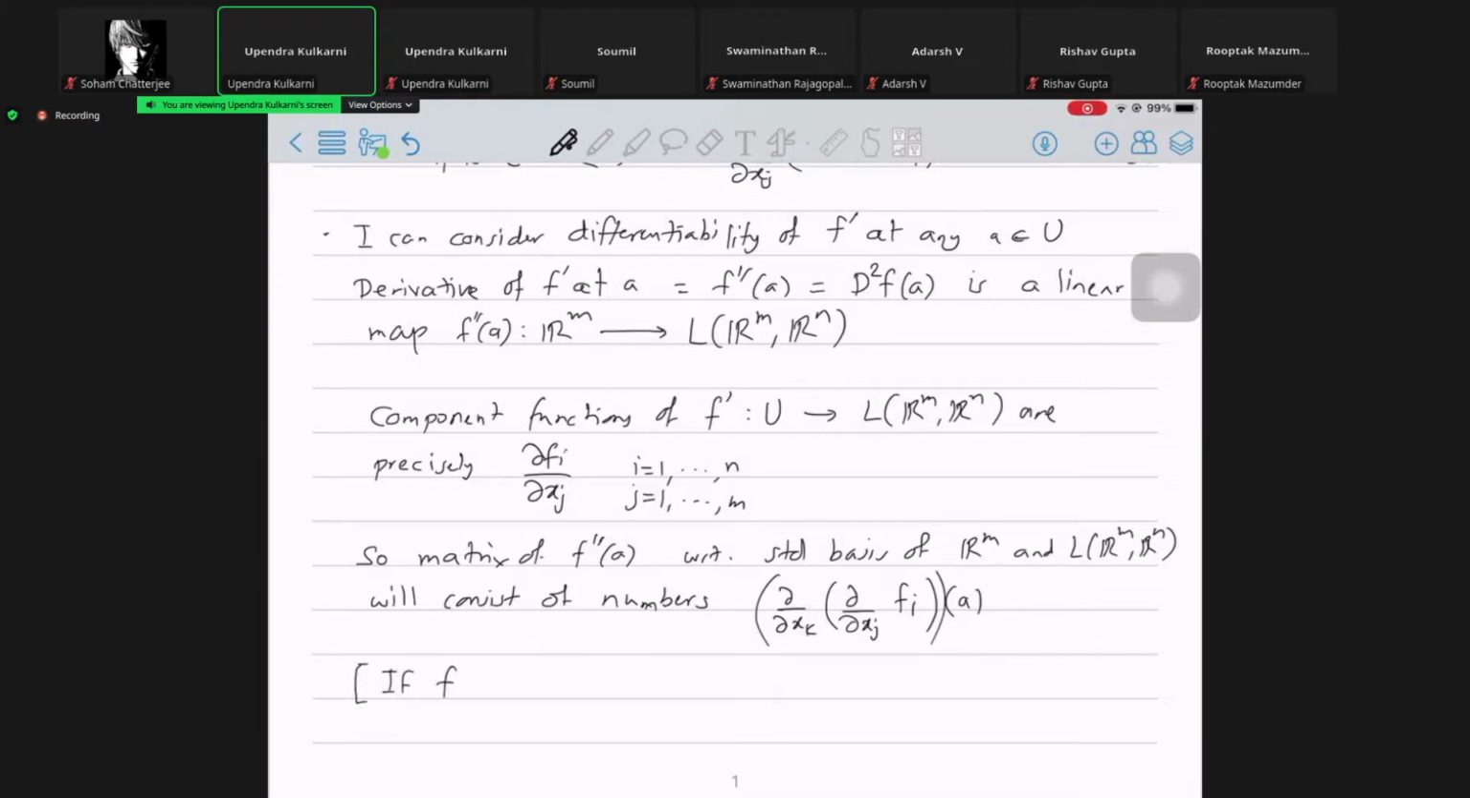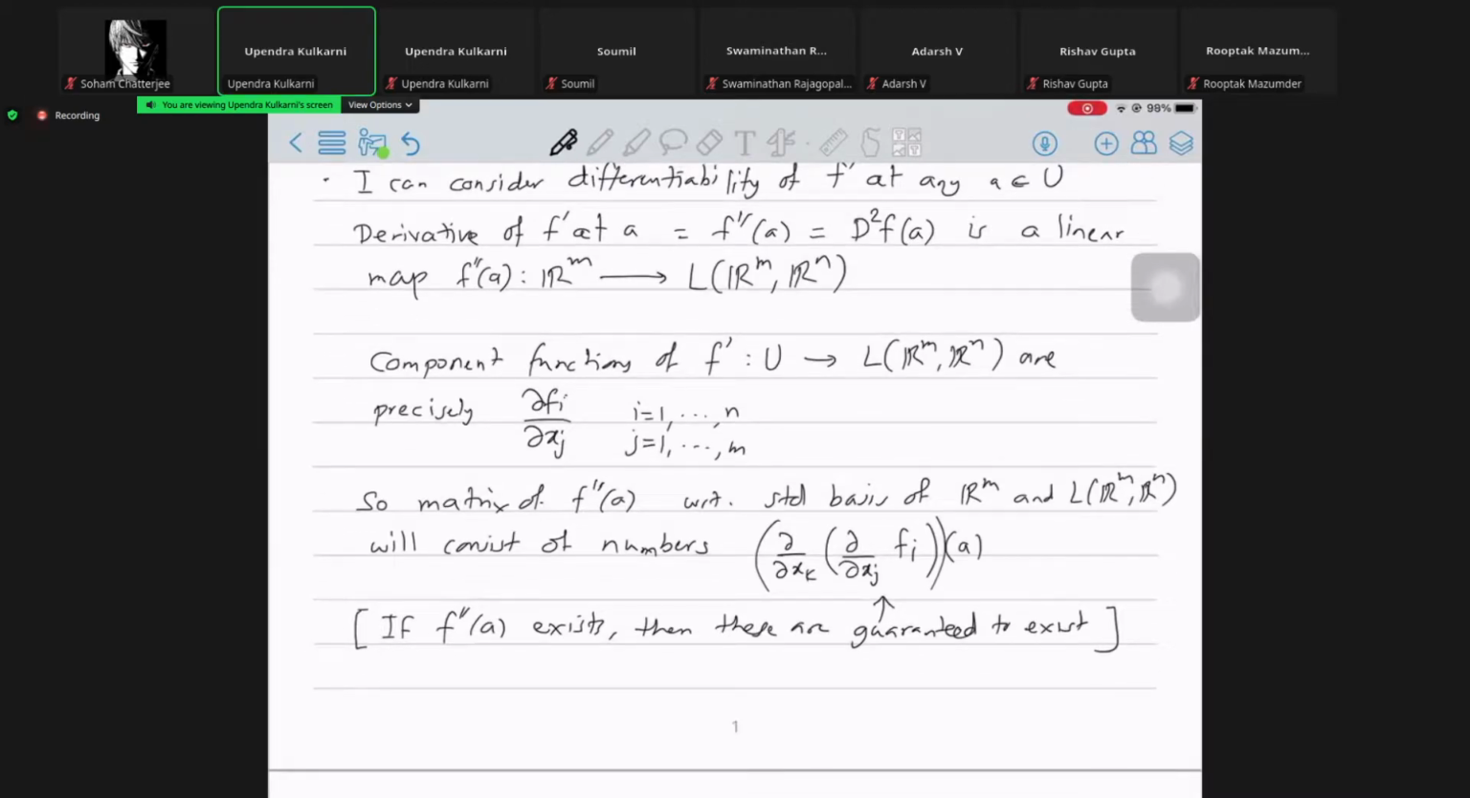Say if f double prime of A exists, nothing new is happening. We are just applying whatever earlier results we had proved for f to the function f prime. The moment it is differentiable, all of that comes in. These are guaranteed to exist.